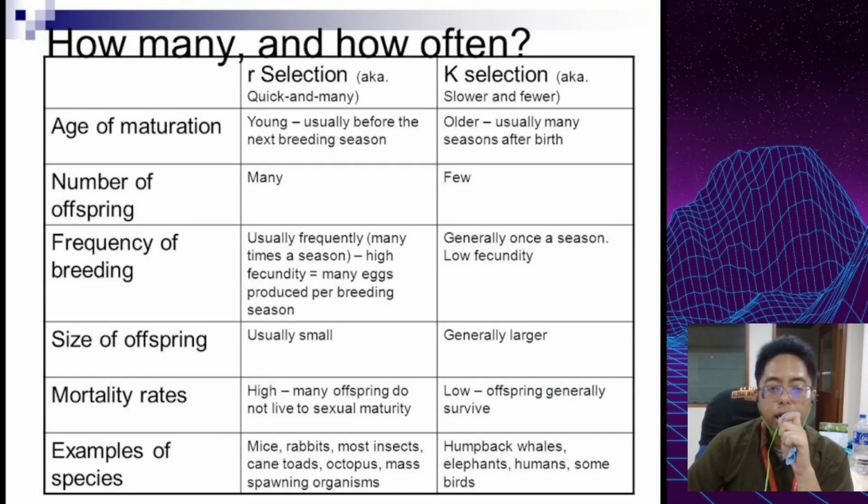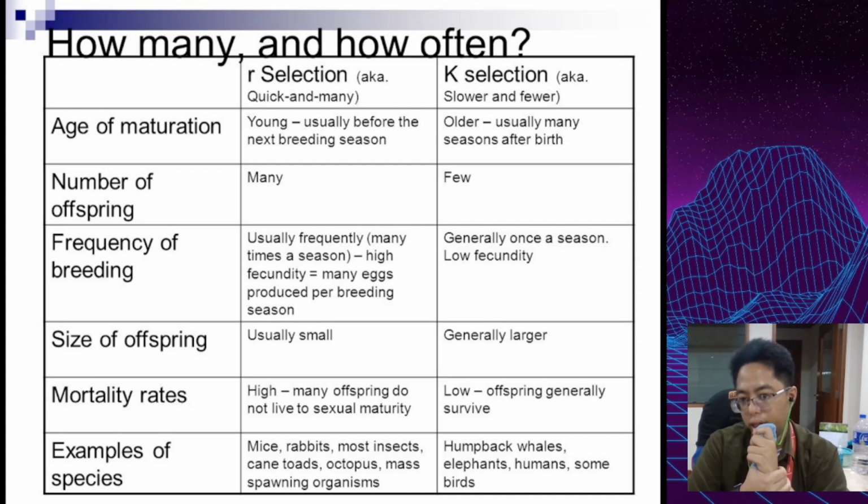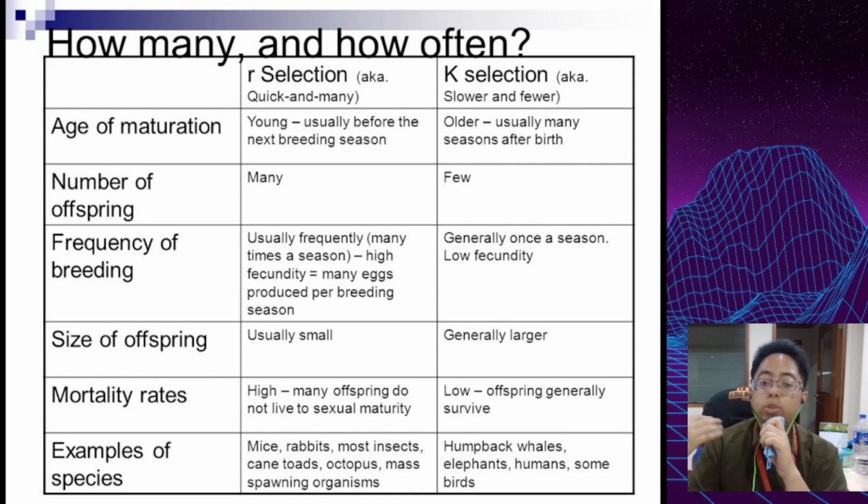So how many and how often? R selection, we can call it quick and many. K selection, we call it slower and fewer. For age of maturation, with R selection, they are very young when they can already breed. For example, for cats, if you have a 1 month old cat, 1 month is actually enough for them to breed and make a lot of kittens. But for humans, you have to wait until probably age 18, when she is mature enough to have a baby.